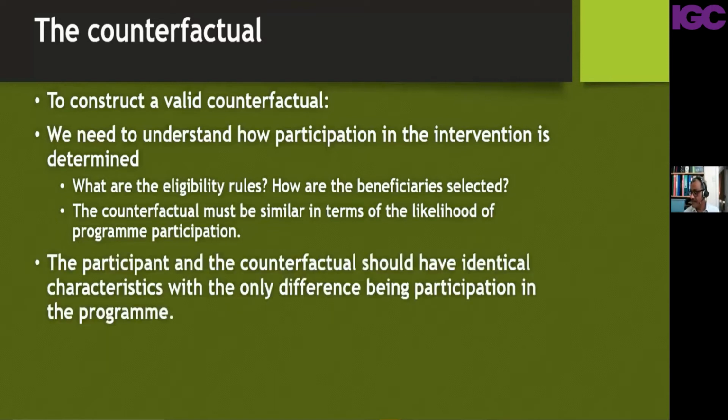So the participant group and the counterfactual or comparison group should have identical characteristics, and the only difference should be their participation in the program. That means the comparison group should have the same characteristics as the participant group, and the only difference should be that one group participated while the other did not. So if you don't control for the differences in the observable and unobservable characteristics, then your comparison is not valid.